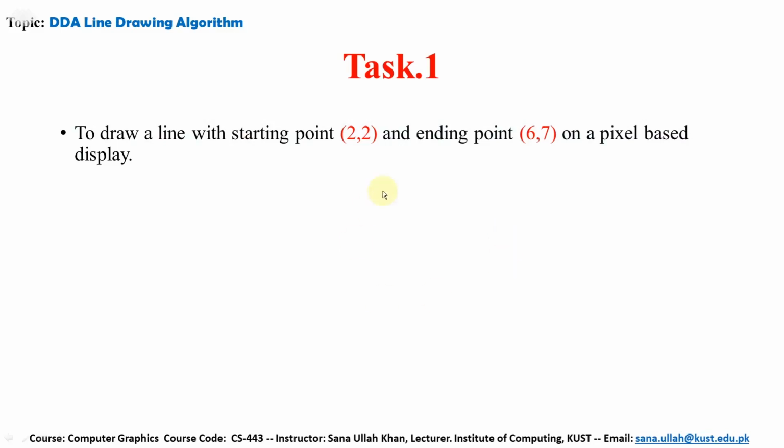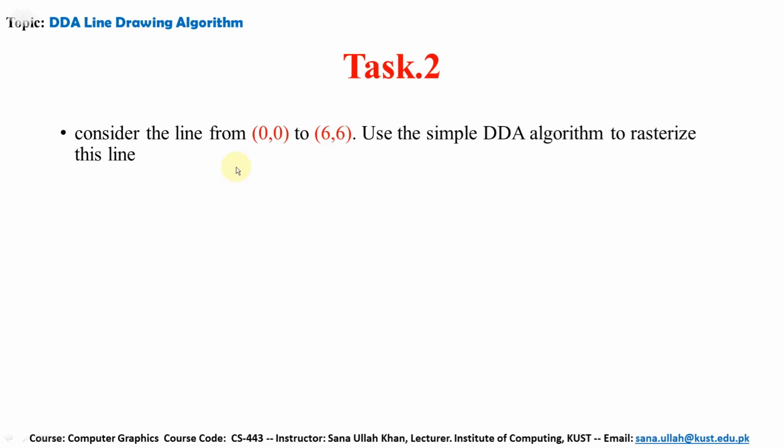So try to solve these two tasks. Draw a line with starting point (2,0) and ending point (6,7) on a pixel based display. Consider the line from (0,0) to (6,6). Use the simple DDA algorithm to rasterize this line.